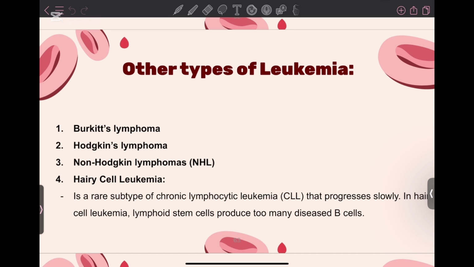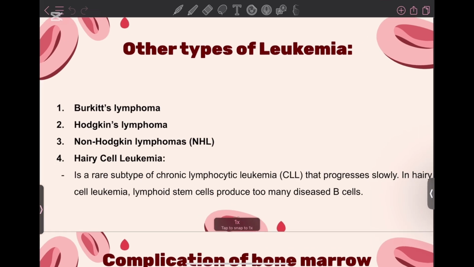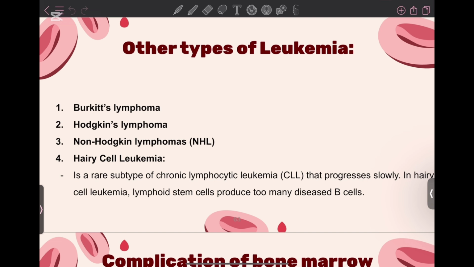Now, there are other types of leukemia as well. We have Burkitt's lymphoma, Hodgkin's and non-Hodgkin's lymphoma, also hairy cell leukemia. It's a rare subtype of the chronic CLL that progresses slowly. It has hair on its surface, and lymphoid stem cells may also produce too many diseased B cells.